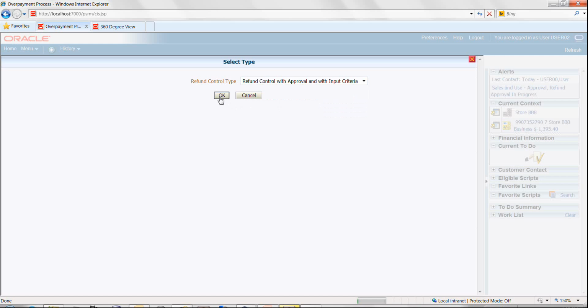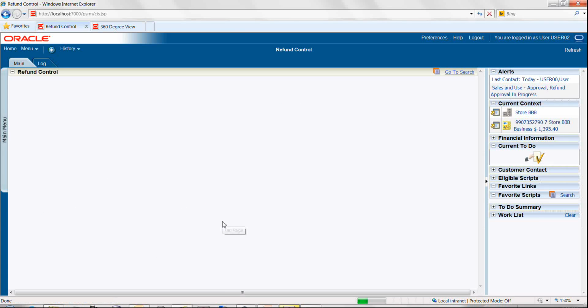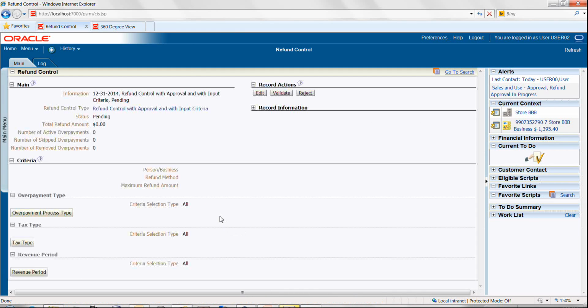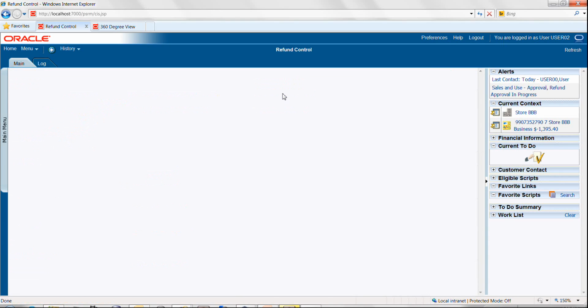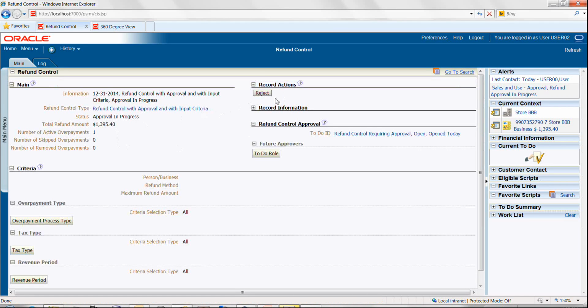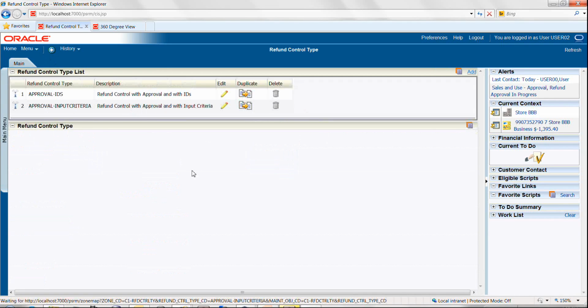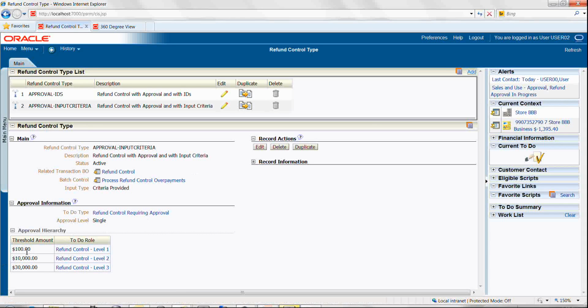I'm going to use the same, and it most probably will need to have its own type of approval because it's above the 100 amount. So let's just see what happens. If I validate this, it should pick up the 1,395. Now it's gone into needing its own approval. Again, the reason why it needs approval is because it's more than the 100 amount.